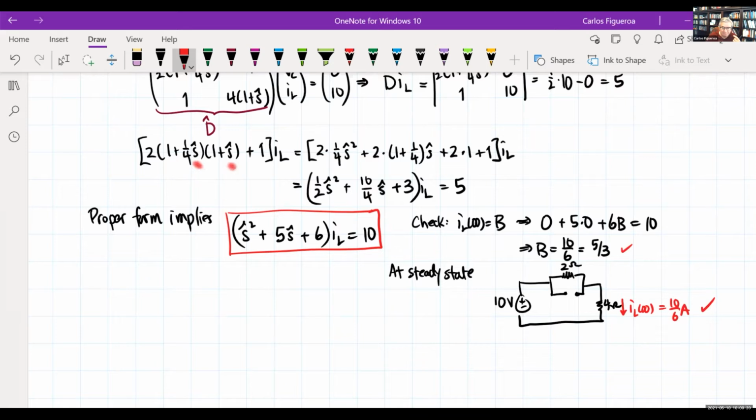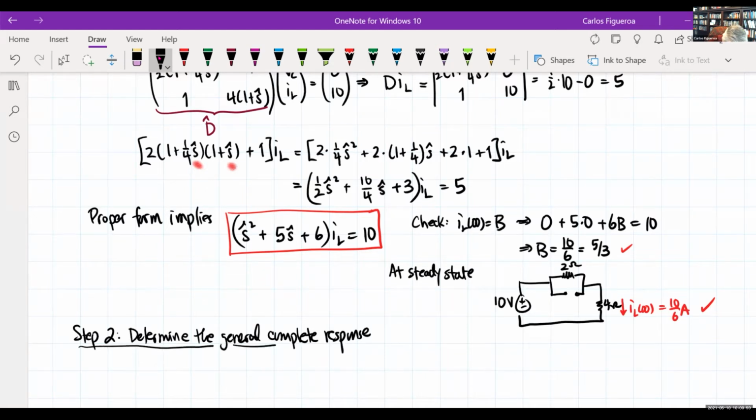Let's go look at this guy. So now I got that. Now the thing that I got to do here is I got to go get my general complete response. So now we want to determine the general complete response. Okay, so let's go look at this thing here.